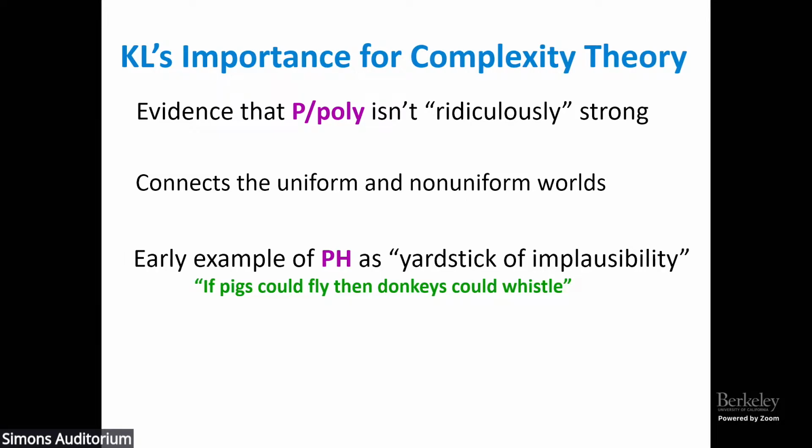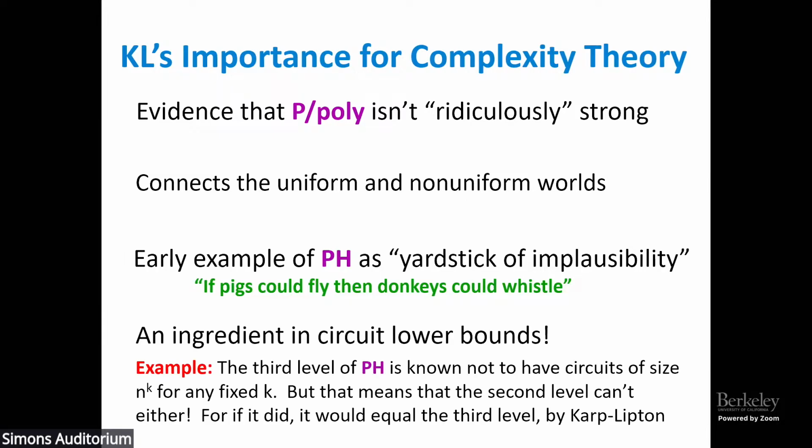But this is useful, right? Once you just agree that the polynomial hierarchy seems to be infinite, then lots and lots of other things follow from that. And then finally, Karp-Lipton often shows up as an ingredient in other results. For example, in circuit lower bound results.